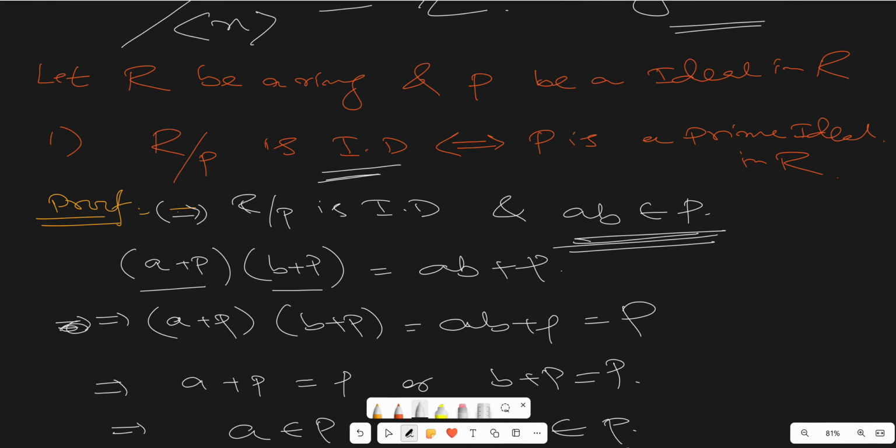Suppose the ideal P is a prime ideal and you have to show R mod P is an integral domain. How do you show it for the integral domain? Suppose P is a prime ideal, right? So you have to show this is an integral domain. That means it has no zero divisor. You have to show this has no zero divisor.